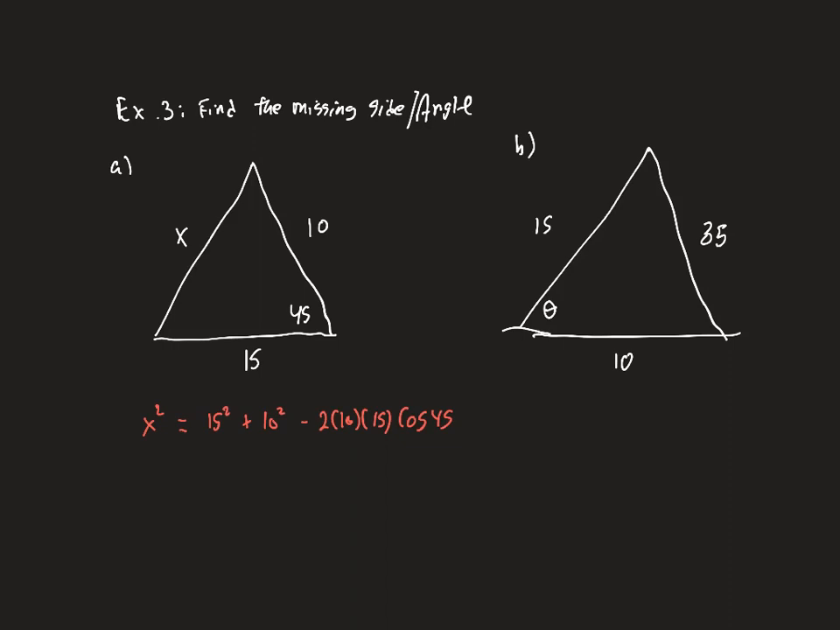which is 225, plus 10 squared, 100. 100 plus 225 is going to give me 325. Minus 2 times 10 times 15 is going to give you 300. Cosine of 45. Okay. You want to start doing these calculations here.